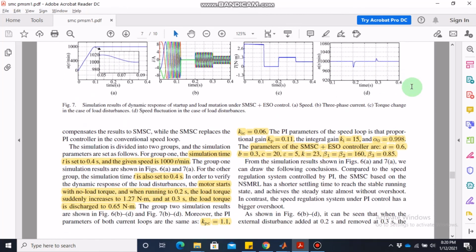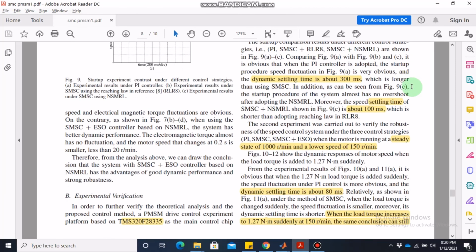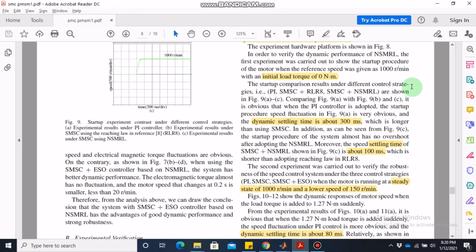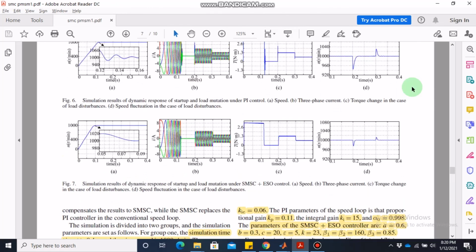I hope that this video was useful for you to learn how to simulate permanent magnet synchronous motor, or especially how to simulate sliding mode control for permanent magnet synchronous motor.